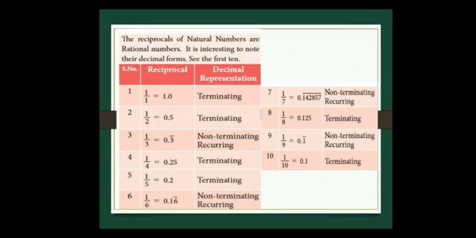Now 1 by 7 is also non-terminating recurring. 1 by 8 is terminating. 1 by 9 is non-terminating recurring. 1 by 10 is terminating. So when you are getting remainder as 0 and the decimal places are not repeating, that is called terminating decimals. And if the decimal places are repeating and while dividing you are not getting the remainder as 0, then it is non-terminating and recurring.